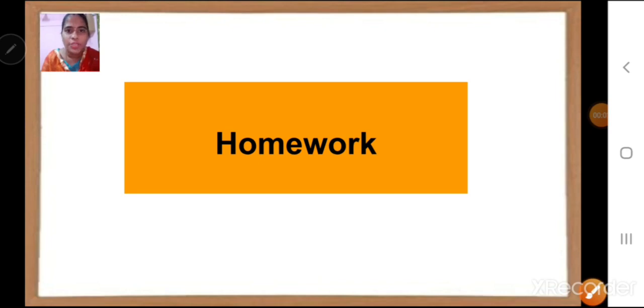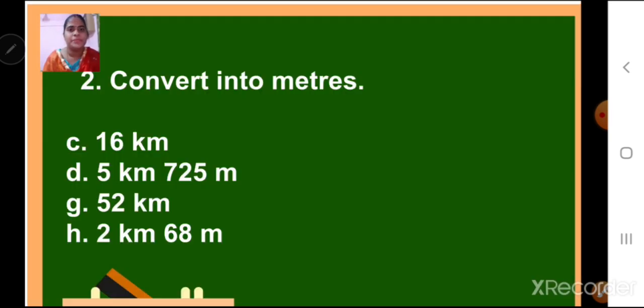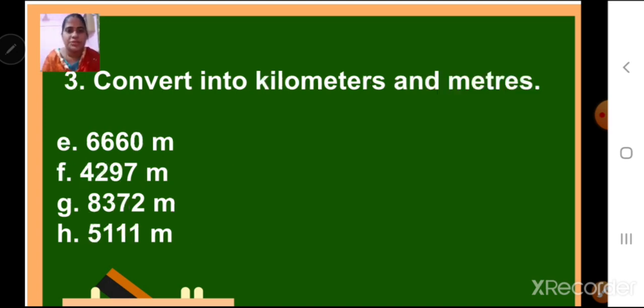Children, now note down your homework sums. From question number 1, you have E, F, G and H. You have to note down in your textbook itself. Question number 2, convert into meters. These sums you are going to write down in your homework notebook. Write the formula properly and do the sums. Question number 3 is convert into kilometers and meters. This question also you will do in your homework notebook.